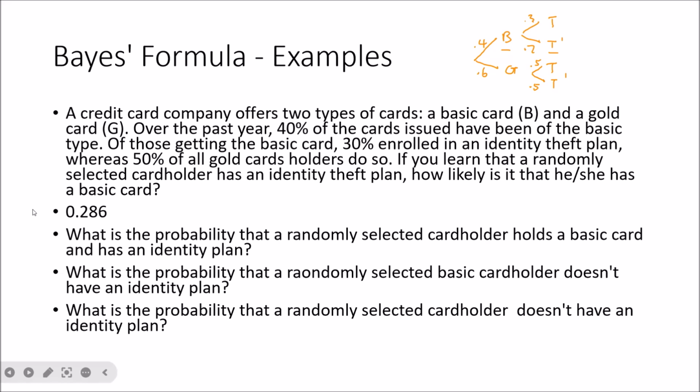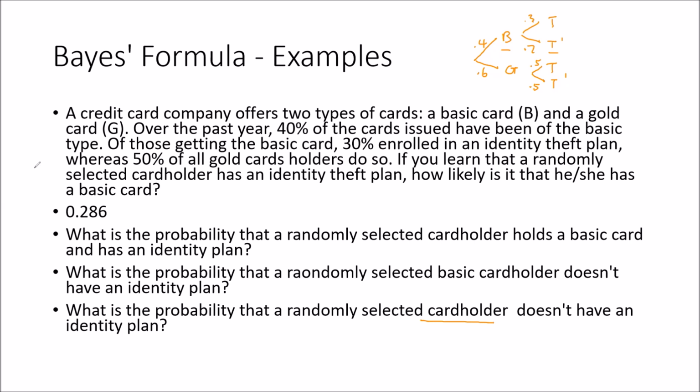All right, what's the next one? What is the probability that a randomly selected card holder doesn't have an identity plan? Okay, so this person is just a card holder. It doesn't say this card holder is a basic card holder or gold card holder. So there's no information there. In that sense, it's not conditioning on B or conditioning on G, it's just a card holder. And we're looking for the probability that this person doesn't have an identity plan.